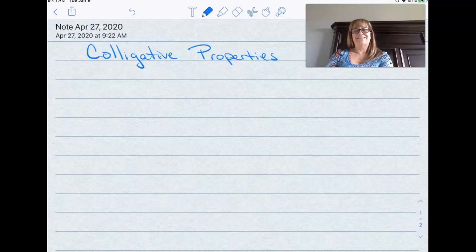Good morning. So today we get to talk about something referred to as colligative properties. And there are four different colligative properties. We're going to focus in on two of them, but I want you aware of all of them.